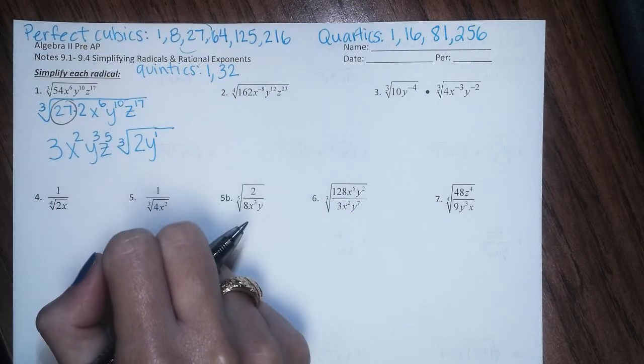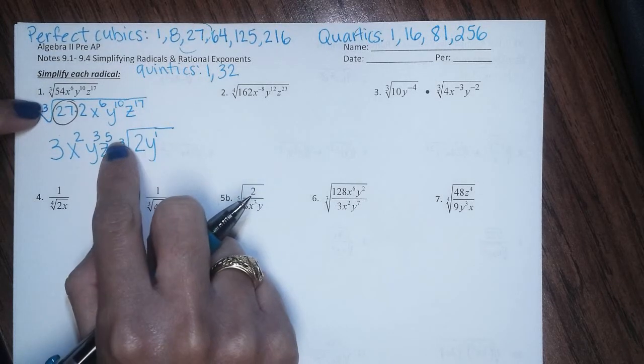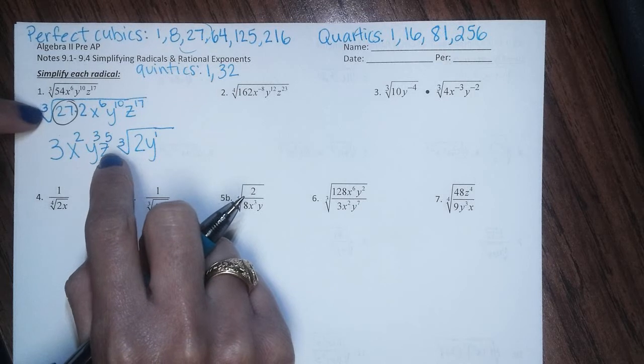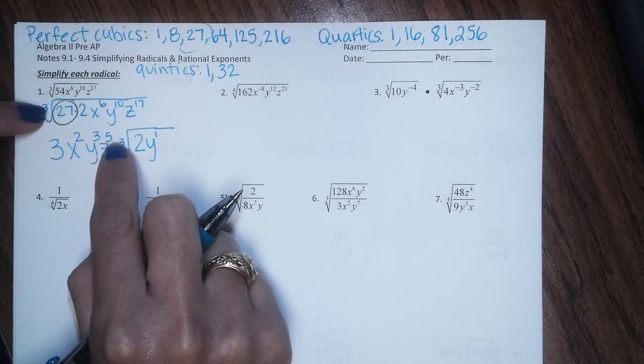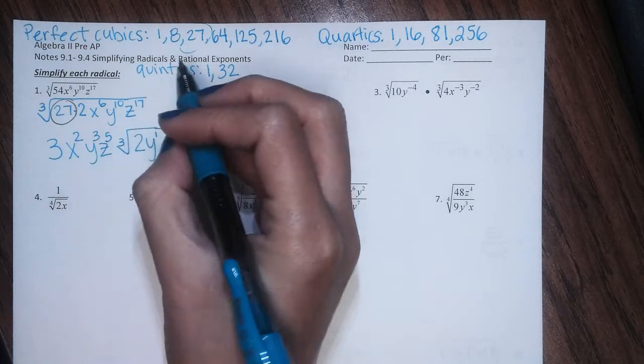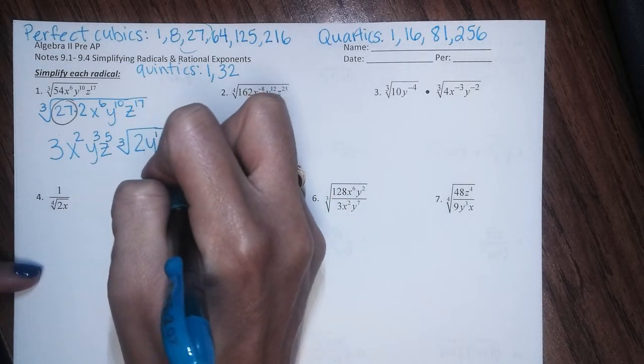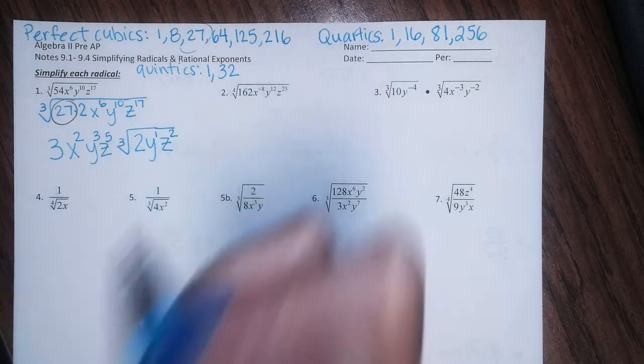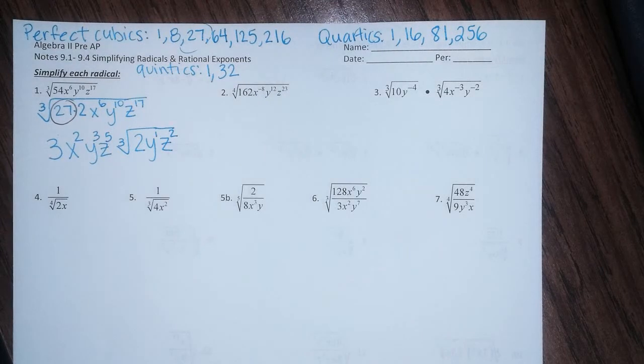3 goes into 17 5 whole times, but there's a remainder. 3 times 5 is 15, so that means there's a remainder of 2, because from 15 to 17 you're missing 2. So then I'm going to write that remainder of 2 as z squared on the inside. And that's how I simplify cube roots.